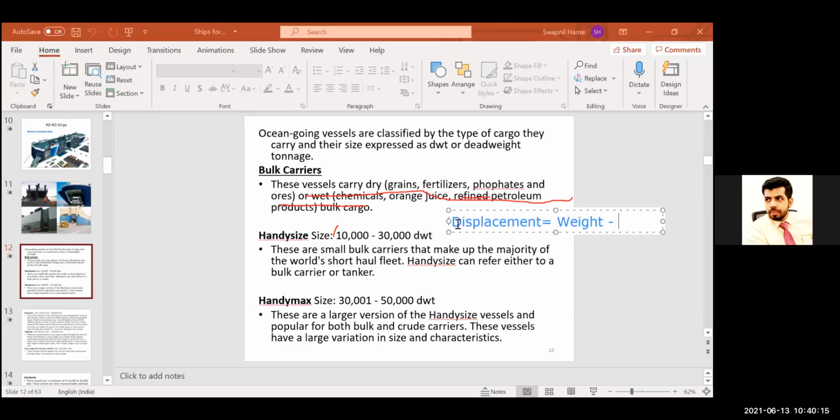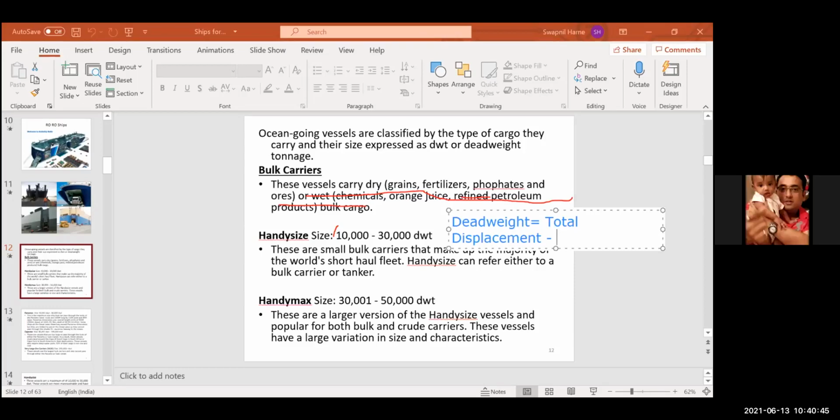Now when we talk about the deadweight, this means your total displacement. Just now we discussed what is total displacement. And what, gentlemen? And lightweight. Exactly, lightweight.